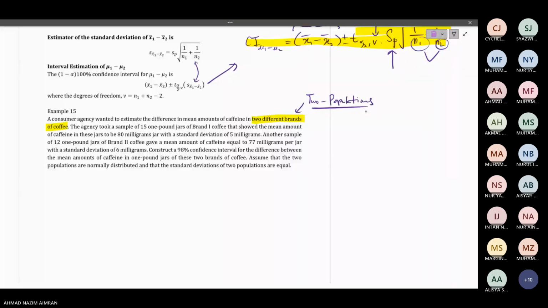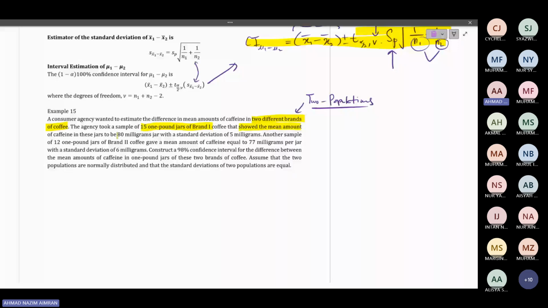But be careful. Sometimes the question gives a scenario for two populations, but then later the question asks you to find the mean of one of the populations. Salah satu population. Dia boleh juga buat macam tu. You kena baca betul-betul soalan dia. Okay. And next is the agency took a sample of 15 1-pound jars of brand one coffee and that showed the mean amount of caffeine in this jar to be 80 milligram.